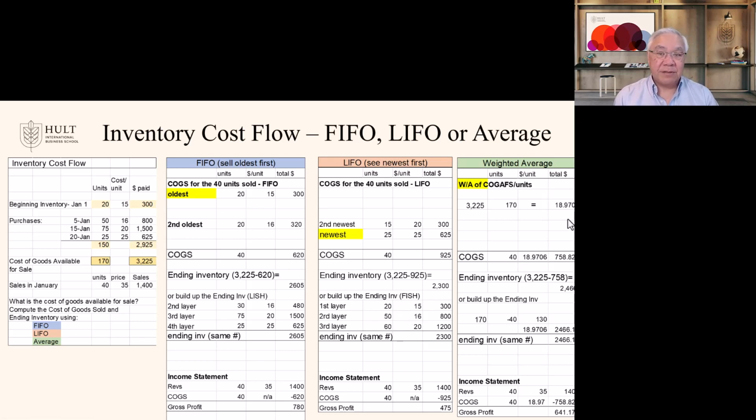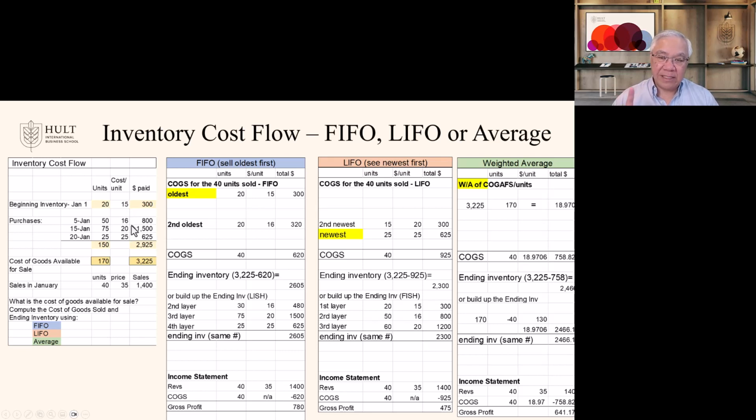Now, all we have to do is compute the weighted average. So the weighted average is you take the total paid, 3225, divided by the total units that you purchased of 170, and it equals 18.97 per unit. Now notice the 18.97 looks about right? We bought some at 15, we bought some at 25, so yeah, it's plausible that it's 18.97.